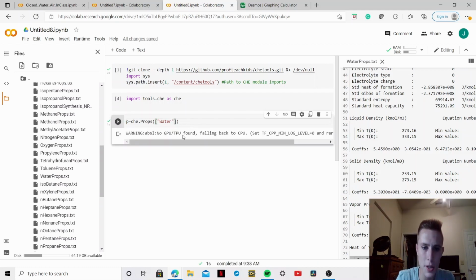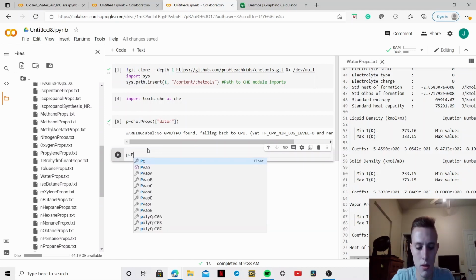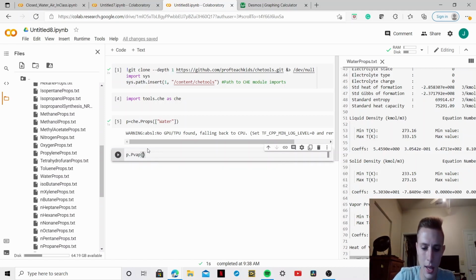All right, so you notice here it doesn't look like a lot just happened, but really what just happened is it imported all this data on the right side here in this list and brought it in here for us to actually work with. So if I wanted to bring in a new line, let's look up the vapor pressure real quick. Let's say we want to look up P VAP at a given temperature.